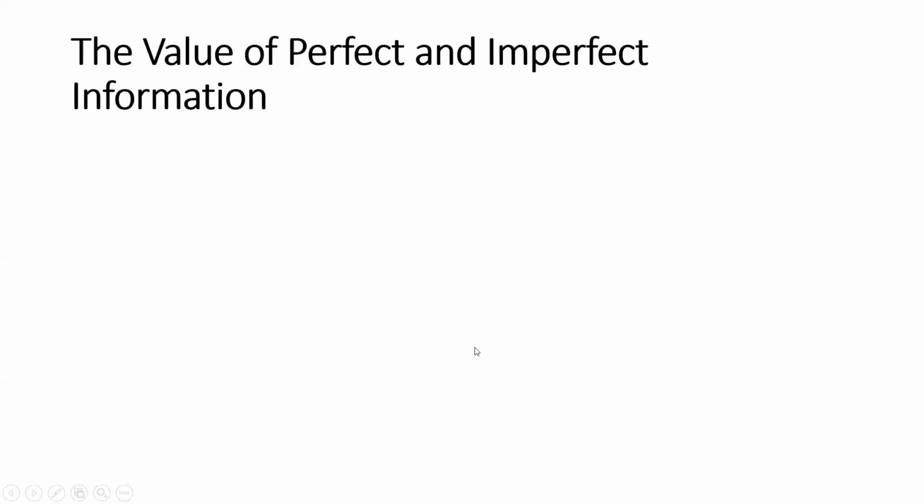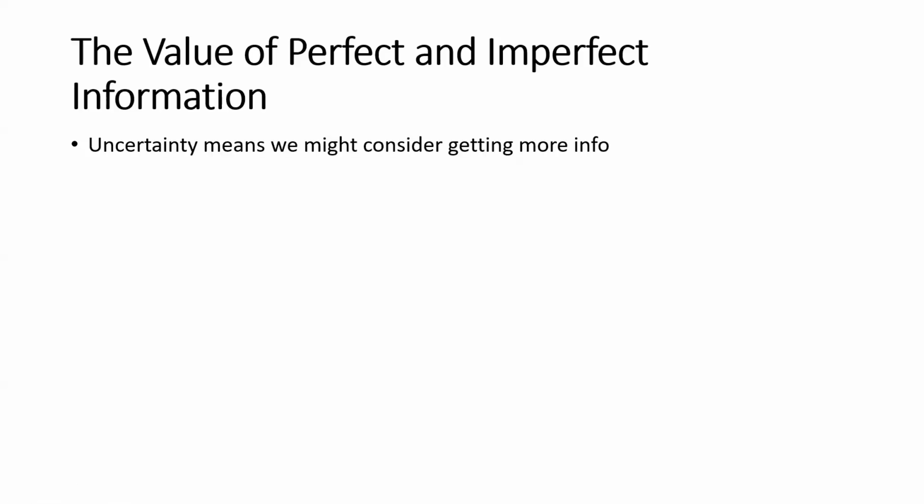So the next one is the value of perfect and imperfect information. Uncertainty. It means that we might consider getting more information.